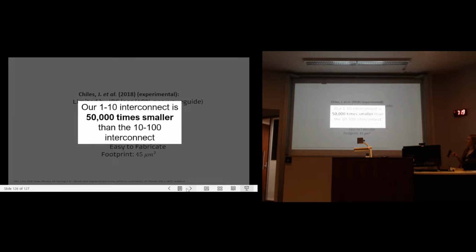The interconnects that we created were 50,000 times smaller than the waveguide versions, which is a real increase in compactness. Again, that is comparing to a 10 to 100 interconnect. So essentially you want to put 10 of these 1 to 10 interconnects together to get equivalent, but clearly still a lot smaller, which is useful if you're trying to create a lot of neurons in one place. So I think that's the end of it.